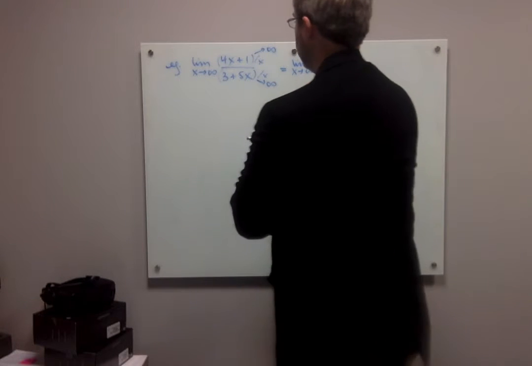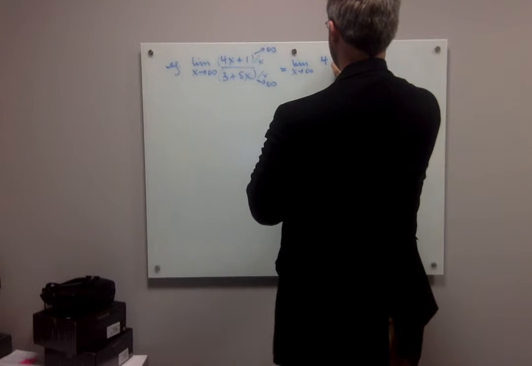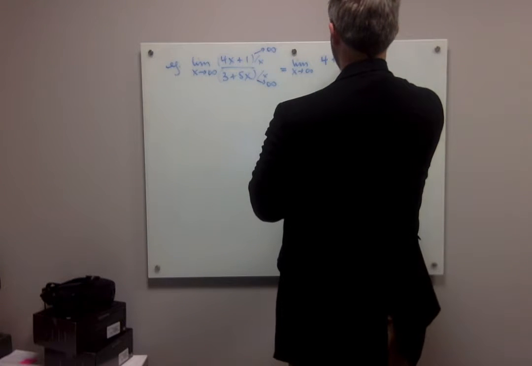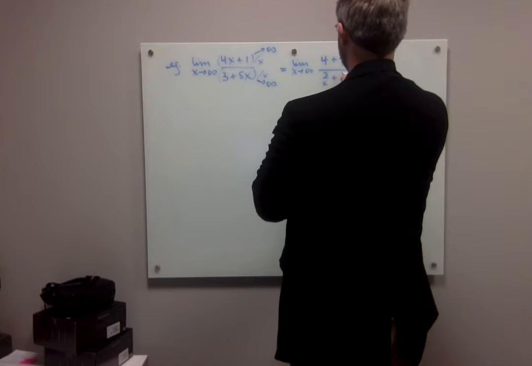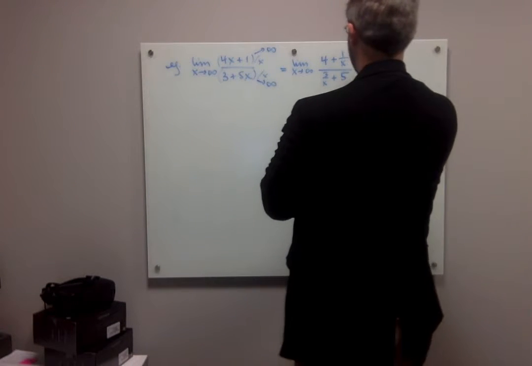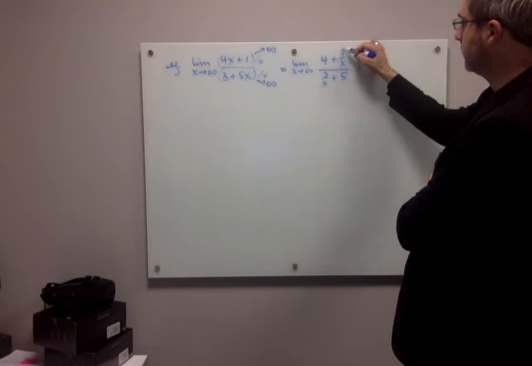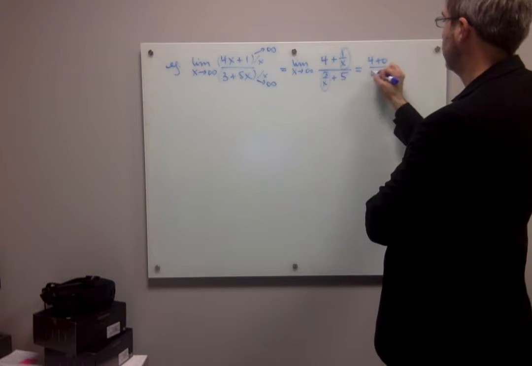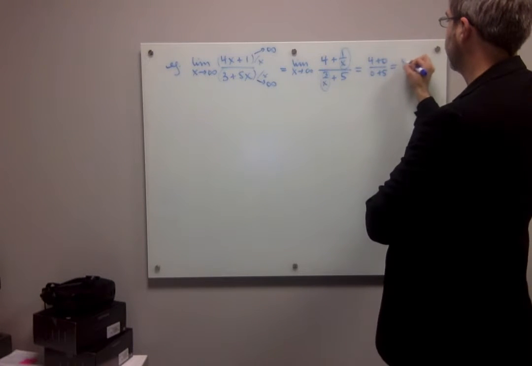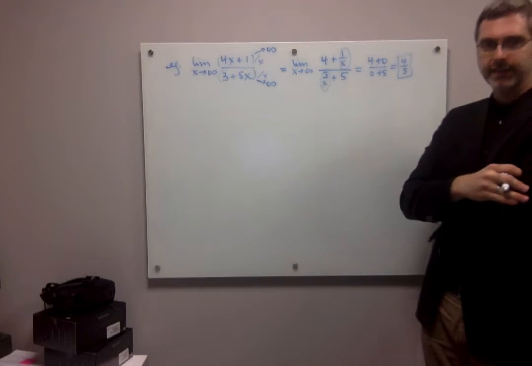When x goes to infinity, I've got 4x over x is just 4, plus 1 over x. Then the bottom I get 3 over x plus 5x over x is 5. And now when x goes to infinity, this part goes to 0 and this part goes to 0. So I get 4 plus 0 over 0 plus 5, and that gives me 4/5. Okay? That was our old technique.